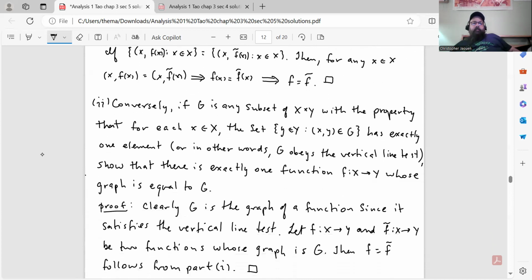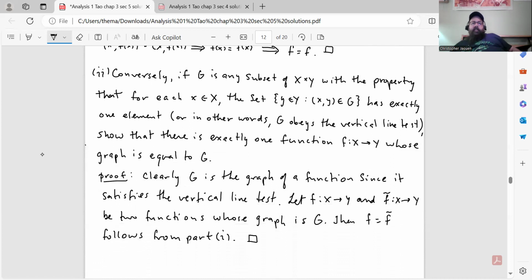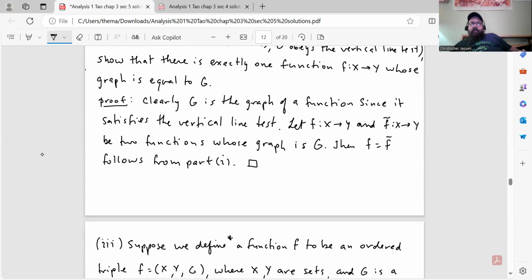All right, part two. Conversely, if G is any subset of X times Y with the property that for each x in X, the set of y in Y such that xy is in G has exactly one element, or in other words, G obeys the vertical line test, show that there's exactly one function f from X to Y whose graph is equal to G. Right, here's my proof.